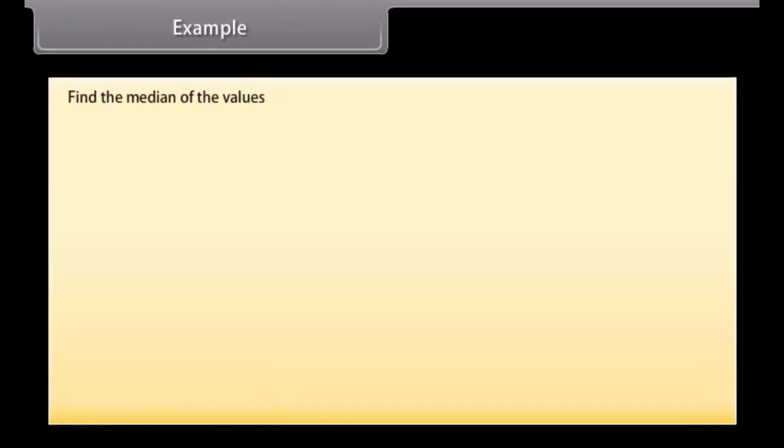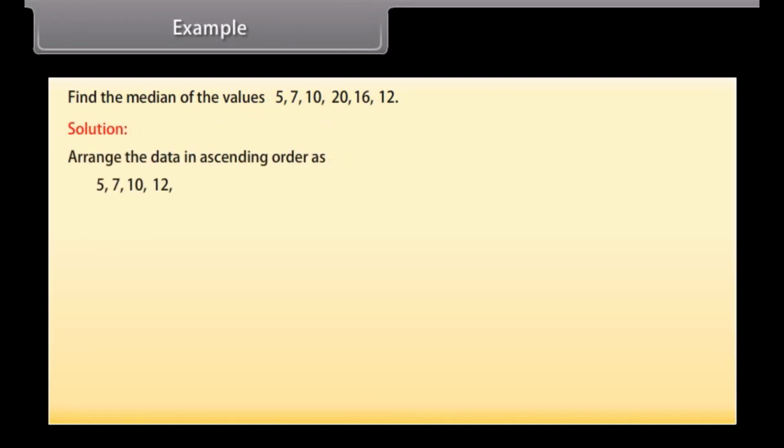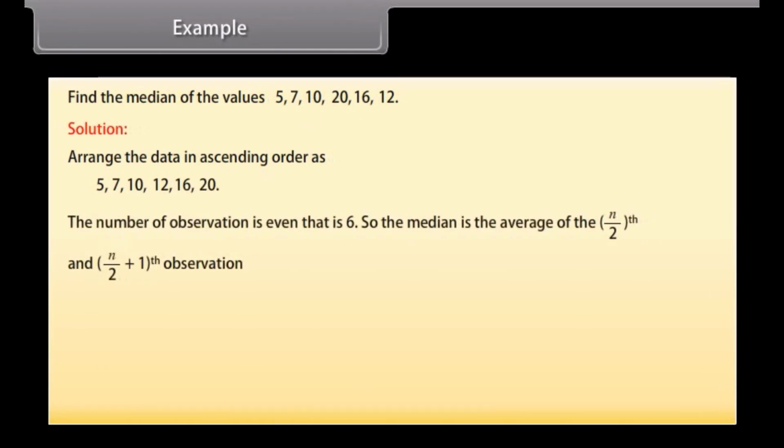Example. Find the median of the values 5, 7, 10, 20, 16, 12. Solution. Arrange the data in ascending order as 5, 7, 10, 12, 16, 20. The number of observations is even, that is 6. So, the median is the average of the n by 2th and n by 2 plus 1th observations.